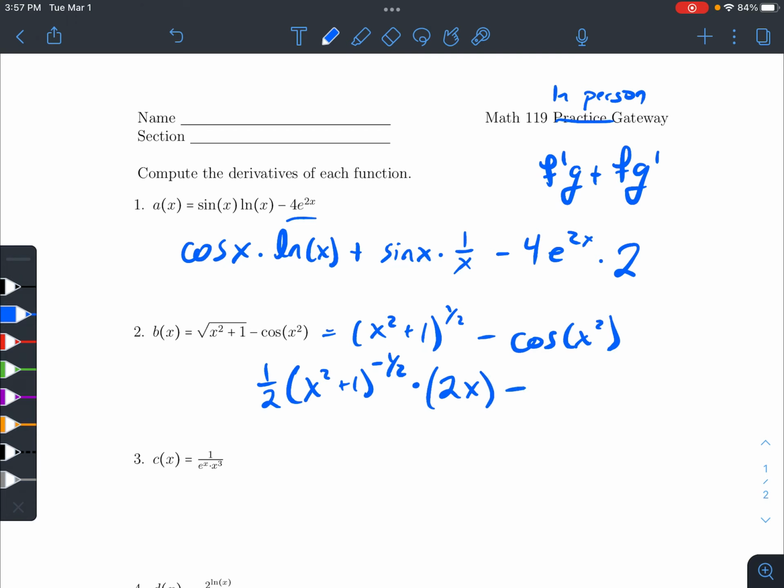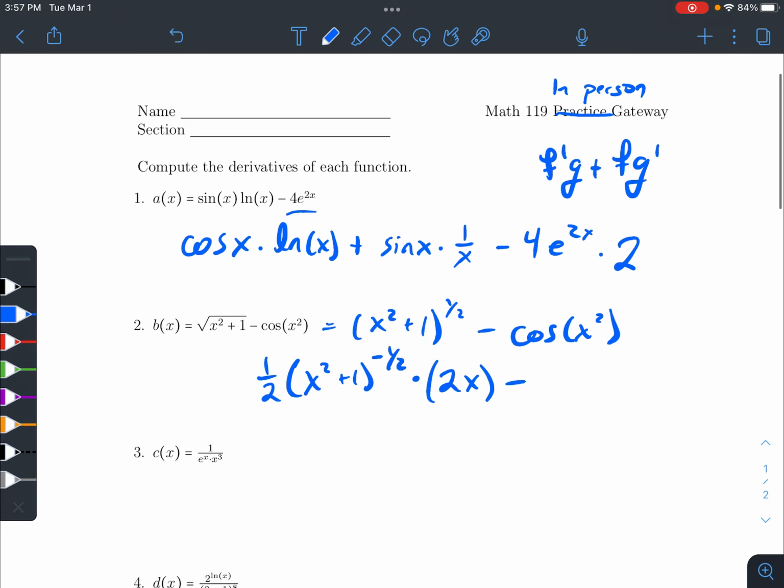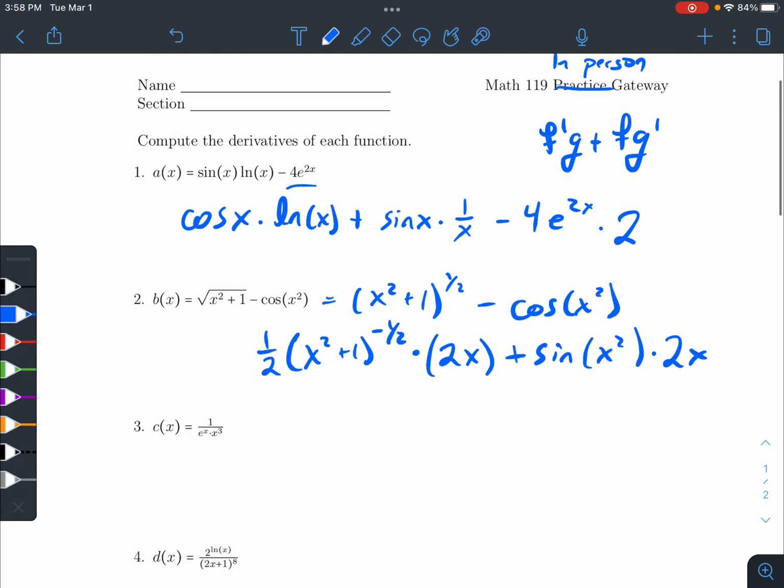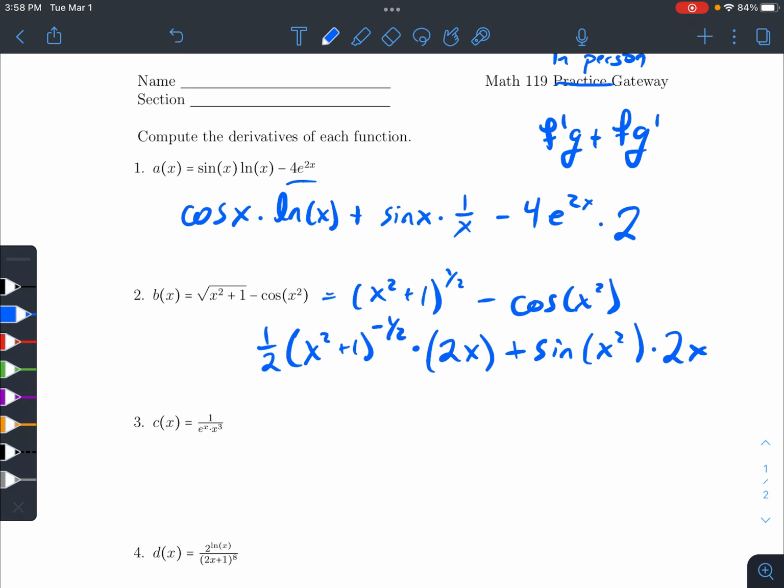And then I subtract the derivative of cosine of x squared. Derivative of cosine is negative sine, so that'll make this positive actually. So positive sine, and then I keep the inside the same. And then I multiply by the derivative of the inside. Right, another chain rule going on here.